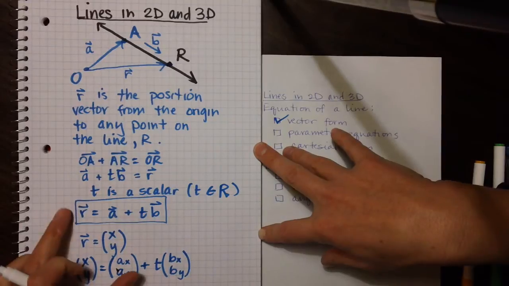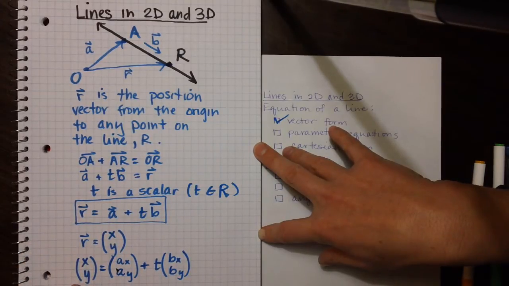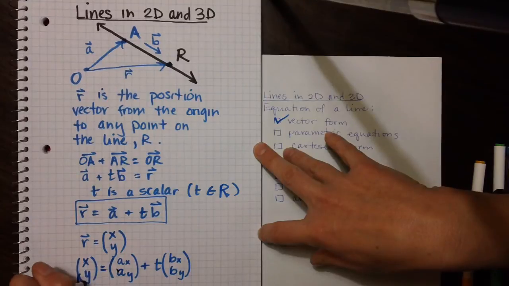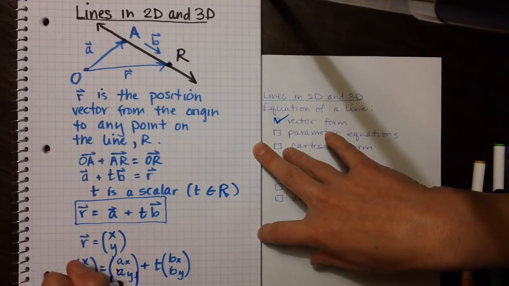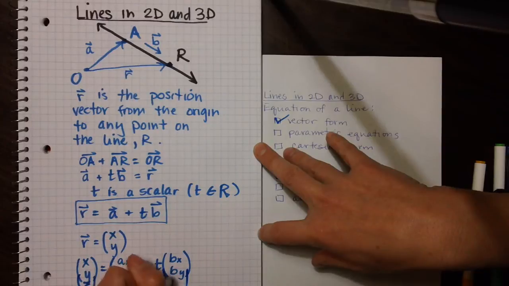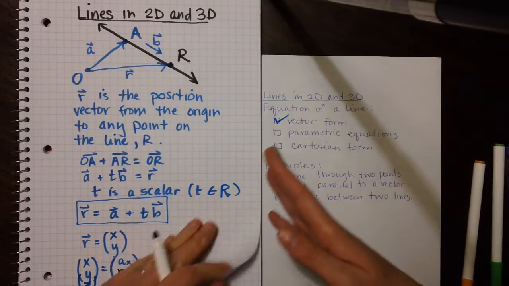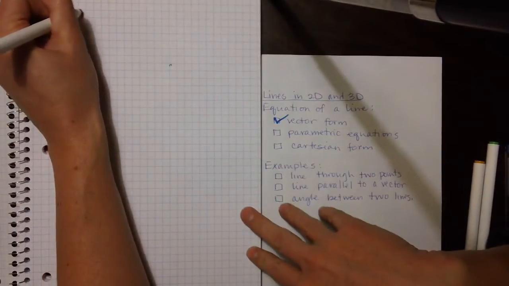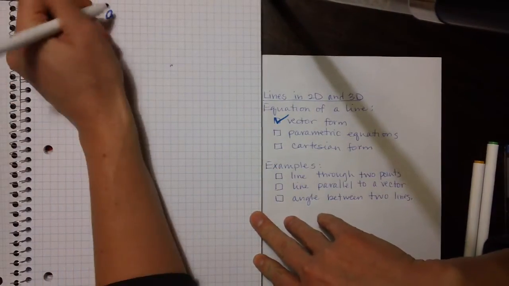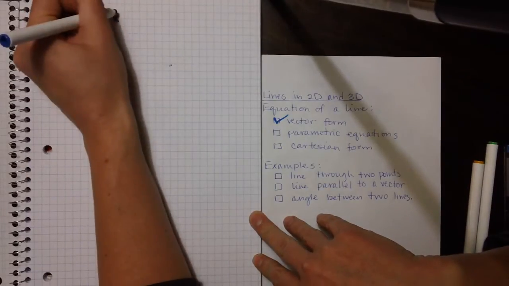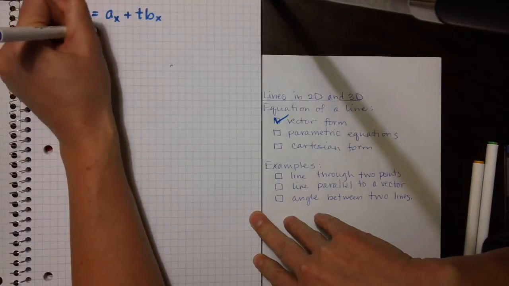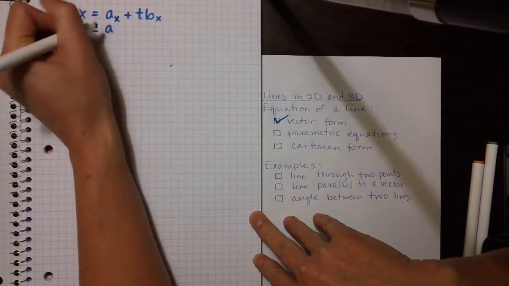If I write my vector equation of a line in component form, I can split it into 2 equations, my x equation and my y equation. If I was in 3 dimensions, I would have, of course, a z down here. So I would just have 3 components. So I can split this up into 3 equations where I'd have x is equal to the x component of a plus t times the x component of b, and so on. And these are my parametric equations of the line.